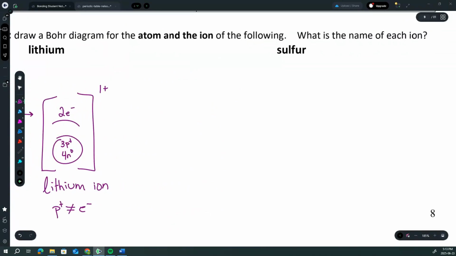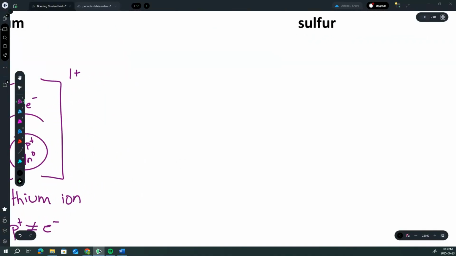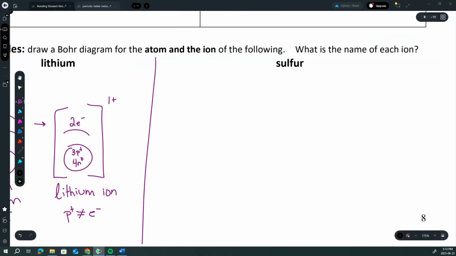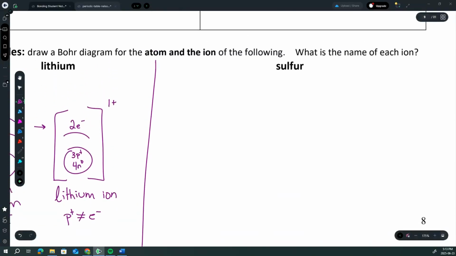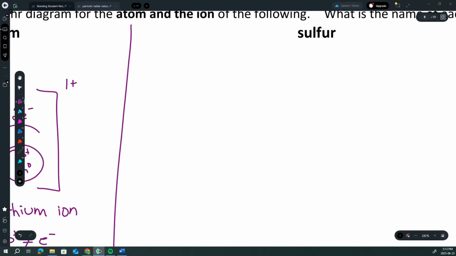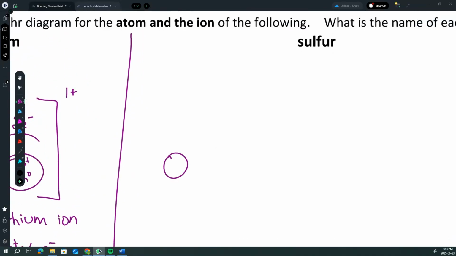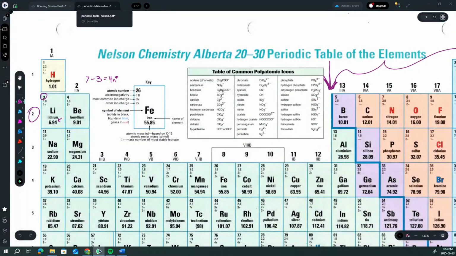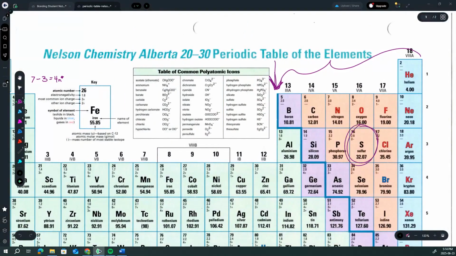Alright, let's do the same thing for sulfur. And I'm going to put a line right here just so it separates the 2 examples. Okay, so sulfur, I'm going to start off with my nucleus, draw that a little bit bigger. So let's find sulfur. Sulfur is over here, so it's to the right of the staircase. That means it's going to be a non-metal. So we're going to expect this to be gaining electrons because it's a nonmetal.